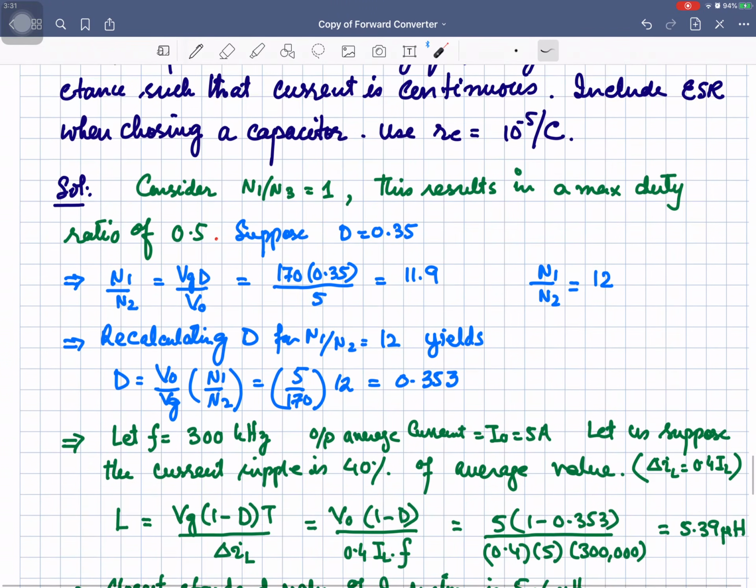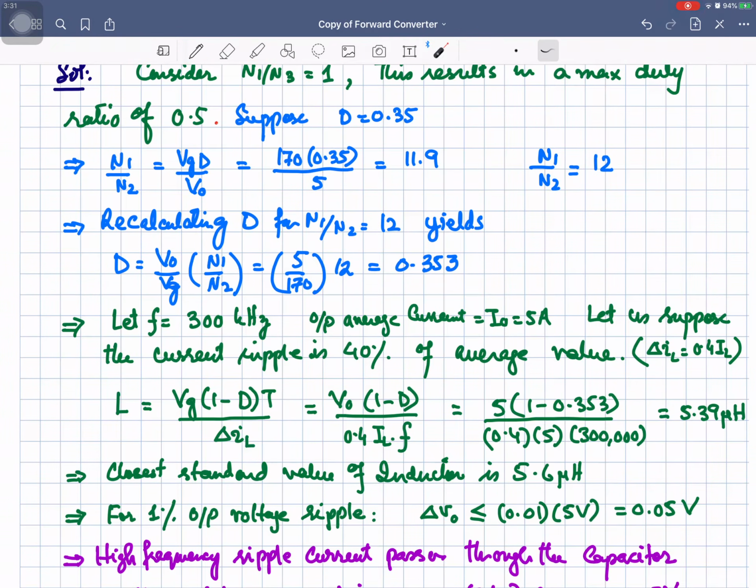So let's suppose that the switching frequency is 300 kilohertz and the output current is 5 ampere, and we randomly select that 40% current ripple is allowed. You can take it according to your requirement; I am just assuming it to be 40%. So if it is 40%, I can write delta IL is equal to 0.4 into IL.